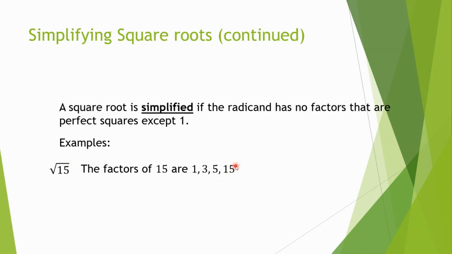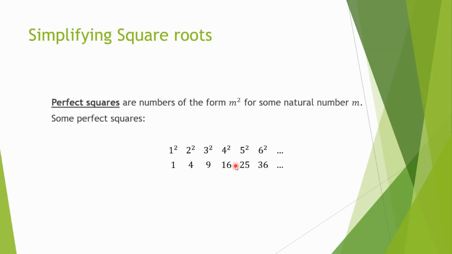I probably should have a table here. Let me go back. Oh, there we go. If you went back here, you would see that 3 is not a perfect square. It's not in this row here. Or in other words, it's not equal to some other natural number squared. Same thing with 5. 5 is not here. 3 is not here. 15 is not here.